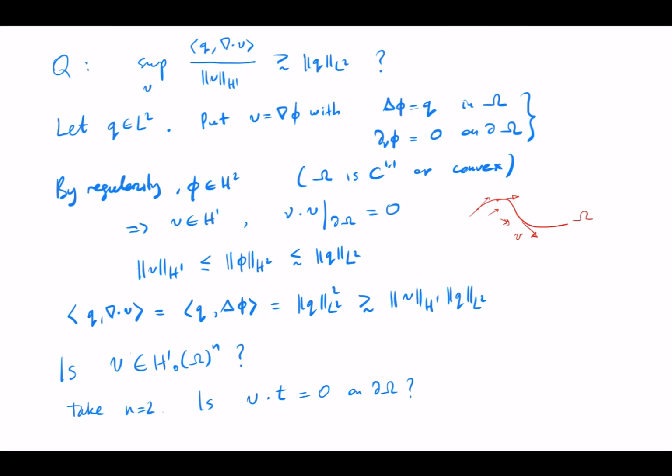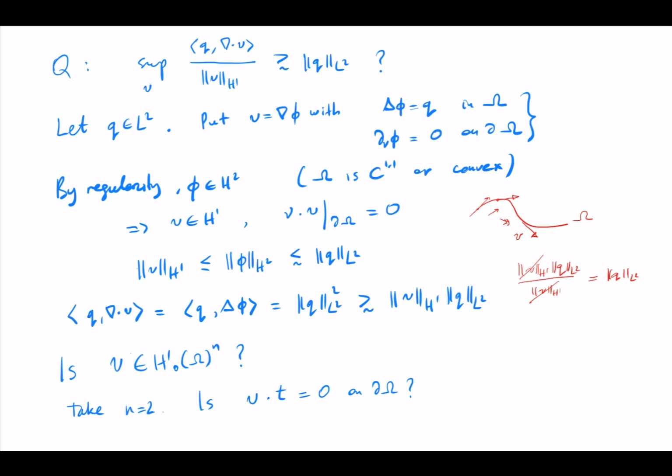So if you substitute this expression into here, what do we get? We get H1 norm of V, L2 norm of Q divided by H1 norm of V. So here they cancel, and that's the L2 norm of Q. That's what we wanted here. So that gives us the inf-sup condition for B prime, actually.